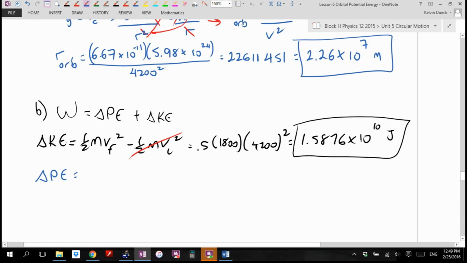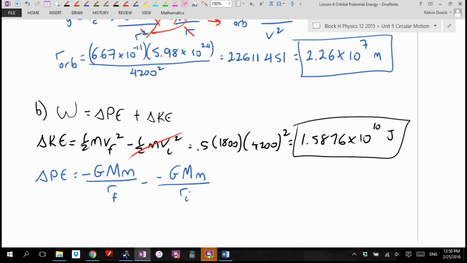Because I'm running out of room, I'm going to skip that, and I'm going to go straight to writing the cosmic potential: negative big G, big M, little m all over our final, minus negative big G, big M, little m all over our initial. By the way, Kevin, I would have done this first because I could have used my answer button for that. And yes, I'm that lazy and do think that far ahead. But that's okay. I wrote it all down. It's not that much typing.